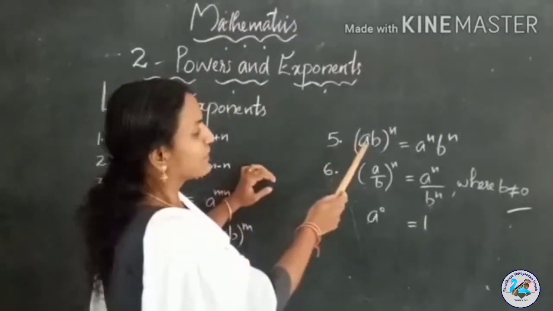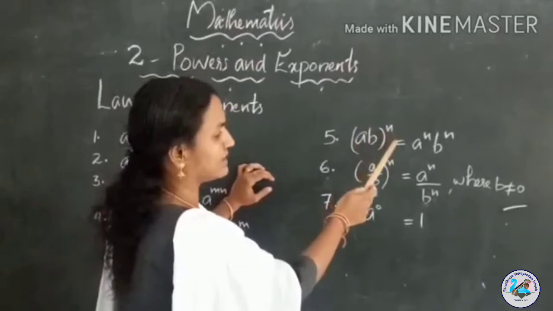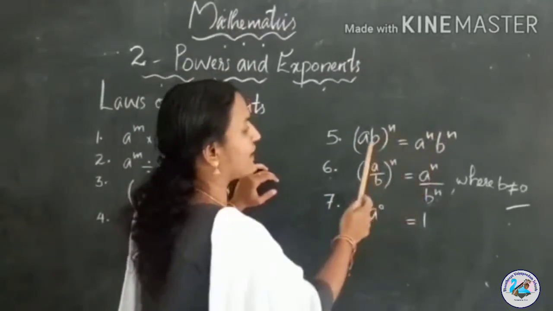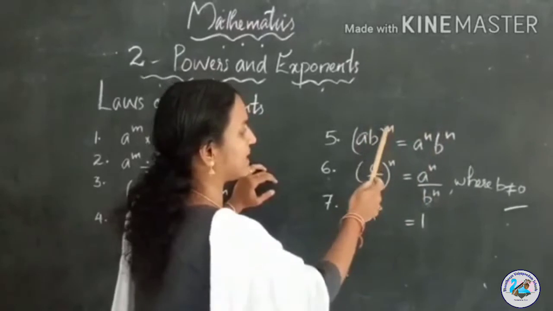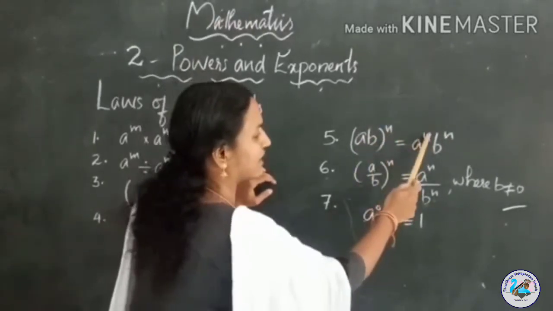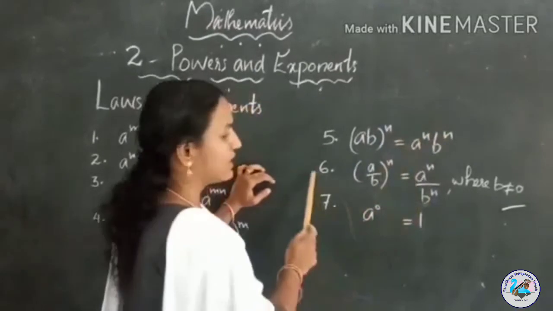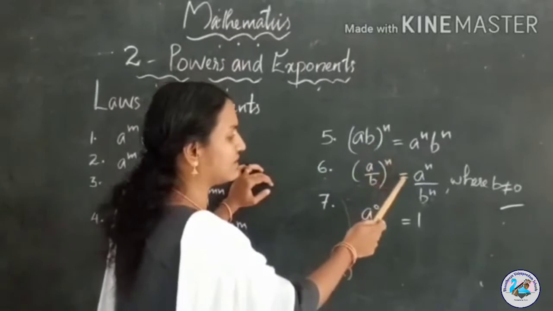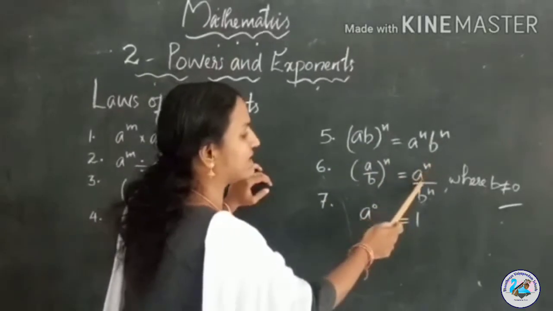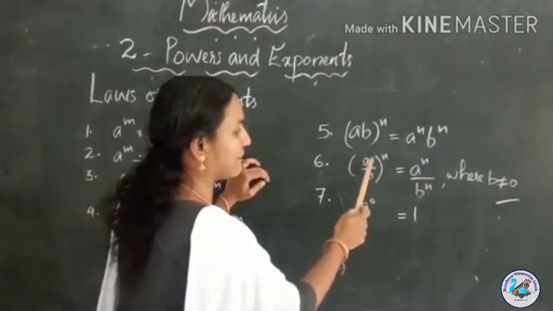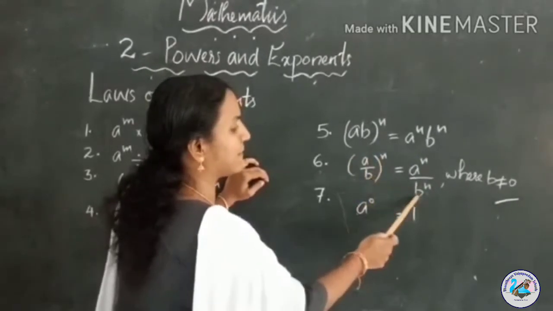Fifth law: ab the whole power n is equal to a power n into b power n. We have to split it into a power n and b power n. Sixth law: a by b the whole power n is equal to a power n divided by b power n. We have to split it into a power n divided by b power n.